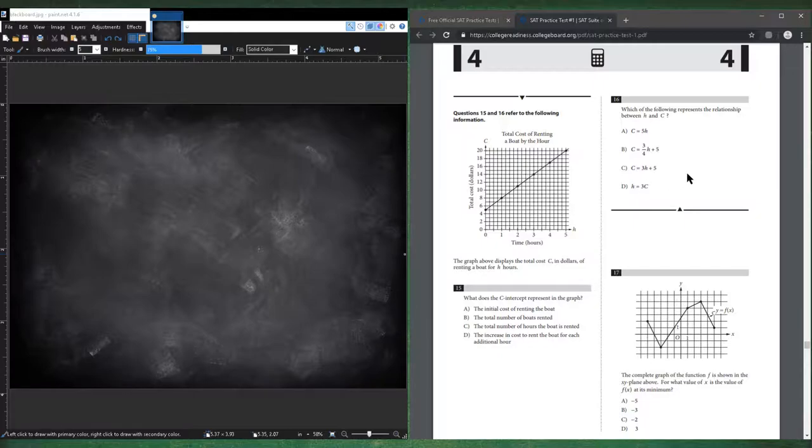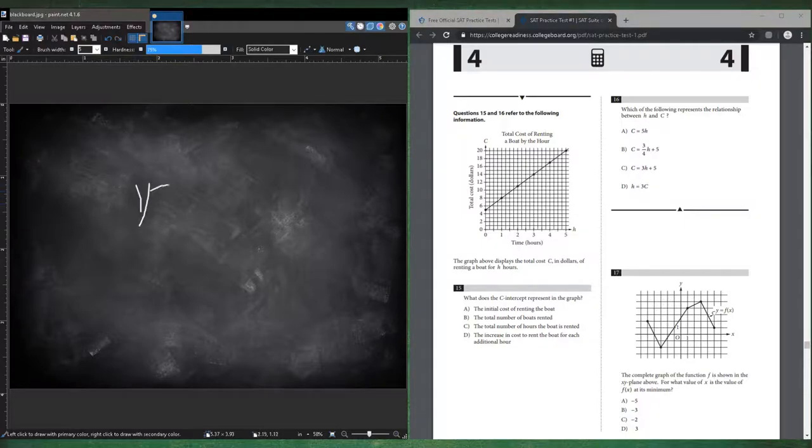16. Which of the following represents the relationship between H and C? As I said before, you can just look at the graph. The graph shows that when x is equal to 0, y is 5. So y equals something multiplied by x, plus 5. You just look at the points (0, 5) and (1, 8). It goes up from 5 to 8 from x equals 0 to 1, so the slope is 3. So the answer is C. Pretty basic.